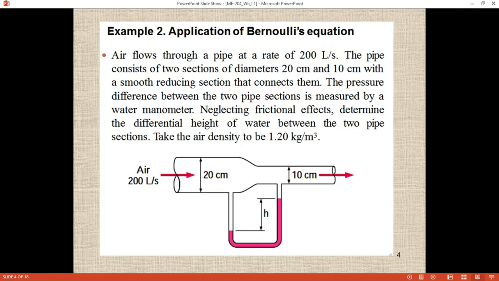So what do we have to find out? We have to find the height h, the pressure difference between the 2 pipes. What is the pressure here and what is the pressure here? So what is the difference? That is the height h that we have to find out.